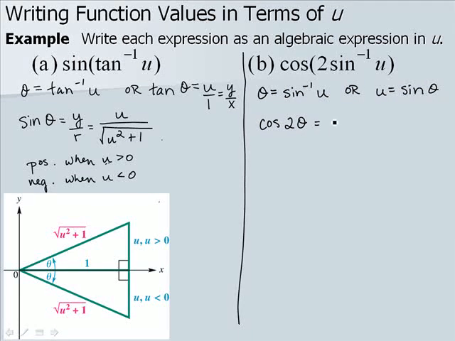And we'll use our double number identity that involves only sine. So we have 1 minus 2 sine squared of theta. And we'll plug in our value for sine of theta, which we have as u. So we have 1 minus 2u squared, or a value for our function of 1 minus 2u quantity squared.